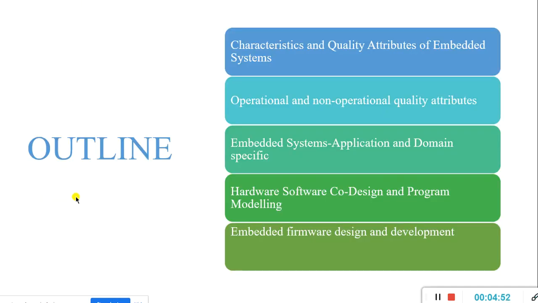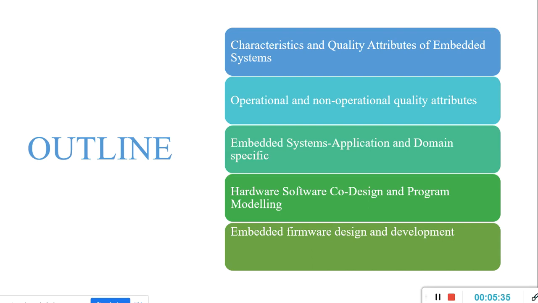These are the different topics that we deal with: characteristics and qualities of embedded systems. This itself is a chapter in your KV Shibu, chapter number 3. Operational and non-operational quality attributes come under chapter 3 itself, that is quality attributes of embedded systems. And chapter 4 from Shibu is embedded systems application and domain specific. So how we try to design the embedded systems with respect to the domain.